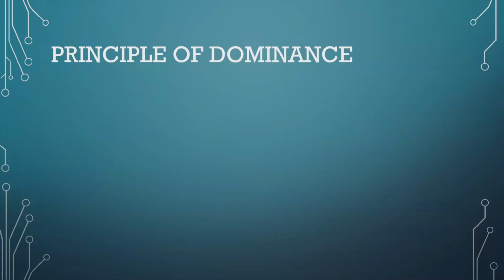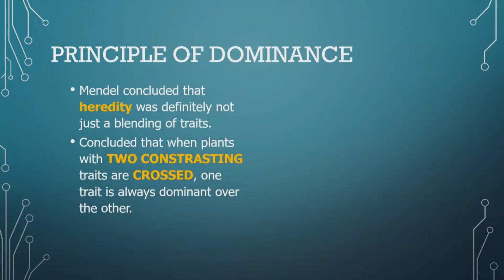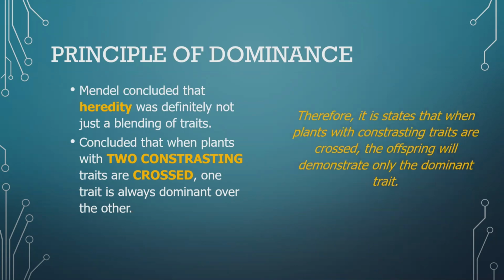Mendel carried out this experiment many times using true breeding plants for each of the 7 traits he had chosen. He got the same result every time, that is, one trait was dominant over the other. Mendel concluded that heredity was definitely not just a blending of traits. He also concluded that when plants with two contrasting traits are crossed, one trait is always dominant over the other. Therefore, when plants with contrasting traits are crossed, the offspring will demonstrate only the dominant trait.